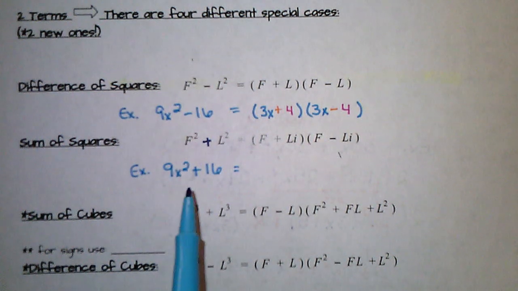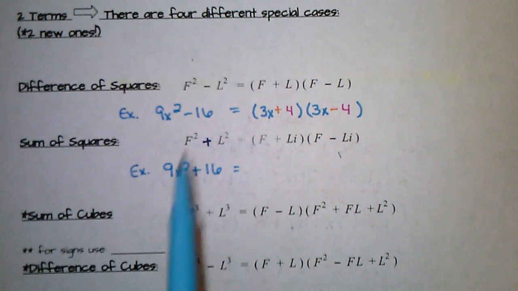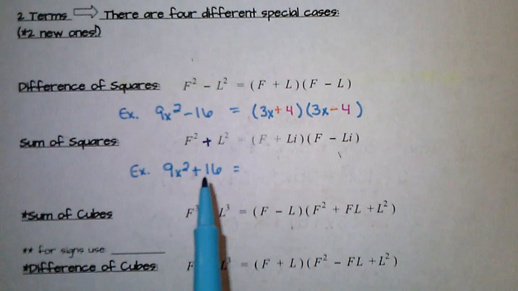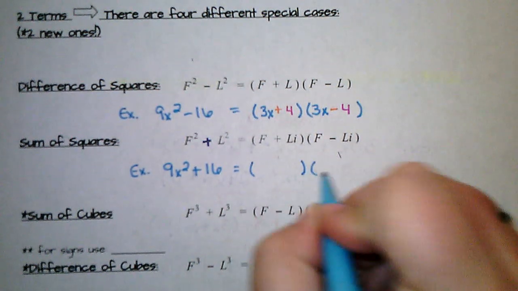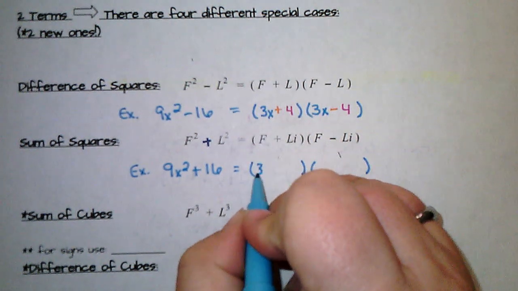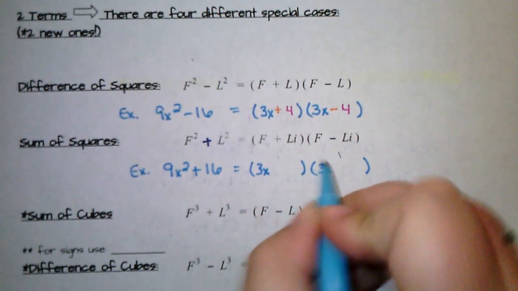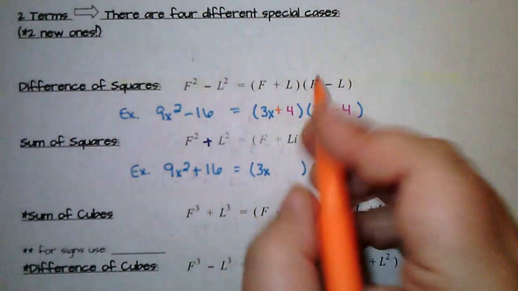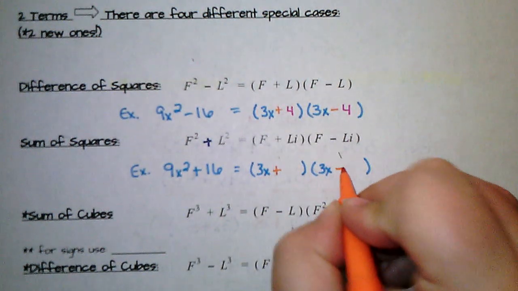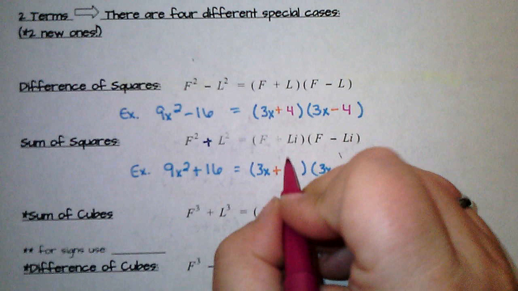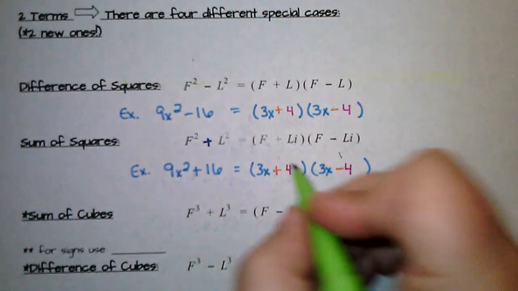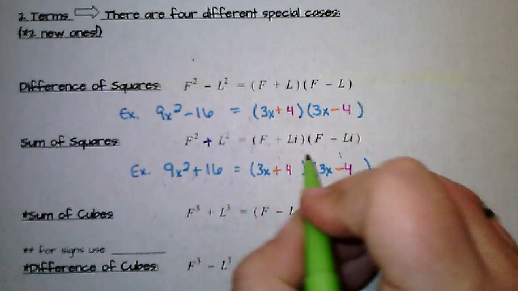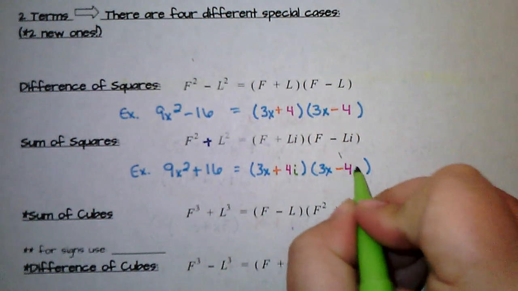So if I'm given this problem, oops, see the only difference is this sign. There's 2 terms. They're both squares, but this one has an addition sign in between. So I still have 3x because that's the square root of 9x squared. I still have 1 plus and 1 minus. I still have 4, but now, because of that plus, these both have an I.